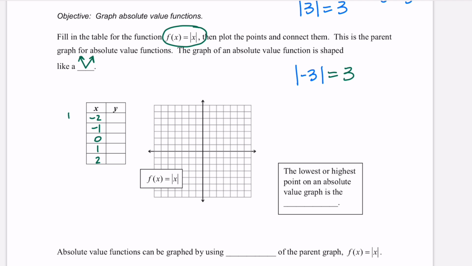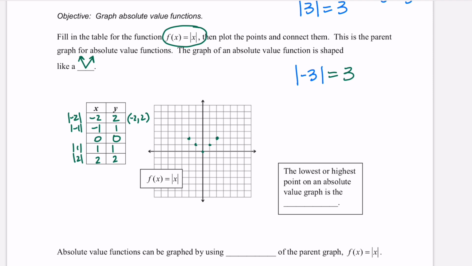Now, if I take the absolute value of -2, that's going to be 2 units away from 0 on the number line. The absolute value of -1 is 1 unit away from 0 on the number line. 0 is on 0, so there's no distance between 0 and itself. The absolute value of 1 is going to be 1 on the number line, and the absolute value of 2 is going to be 2 on the number line. Now, all of these are points. We're going to go ahead and plot these: (-2, 2), (-1, 1), (0, 0), (1, 1), and (2, 2).